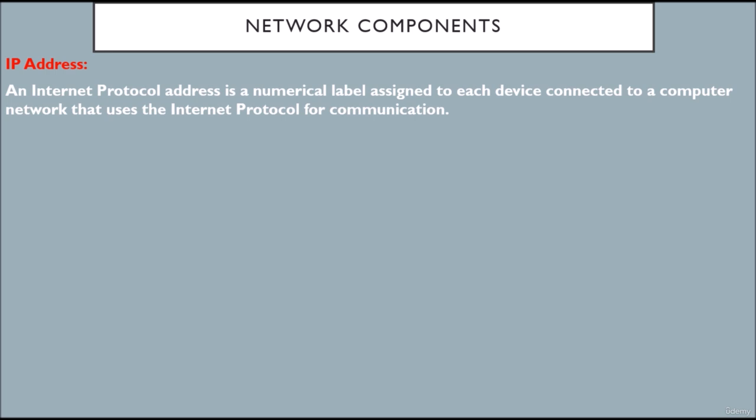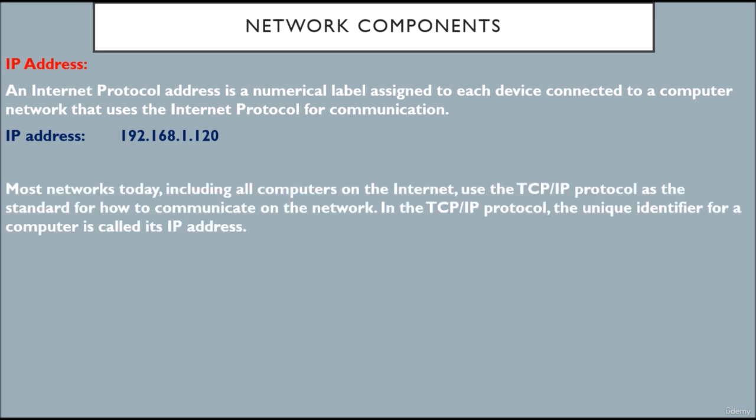An Internet Protocol address is a numerical label assigned to each device connected to a computer network that uses the Internet Protocol for communication. An IP address looks something like this. Most networks today, including all computers on the Internet, use the TCP/IP protocol as the standard for how to communicate on the network. In the TCP/IP protocol, the unique identifier for a computer is called its IP address.